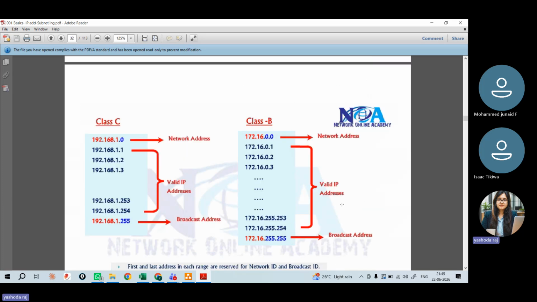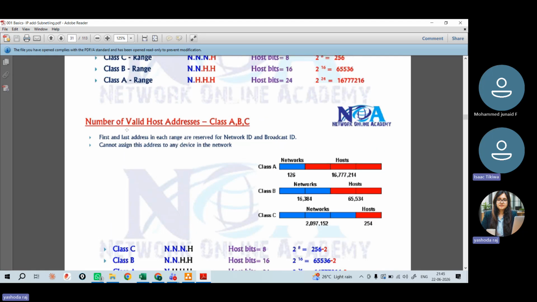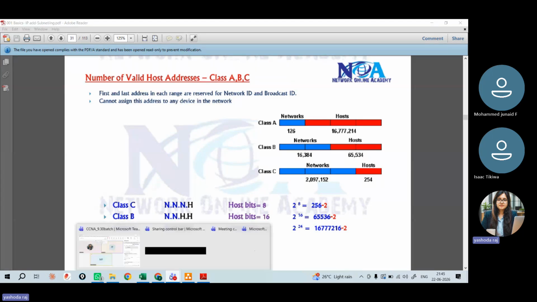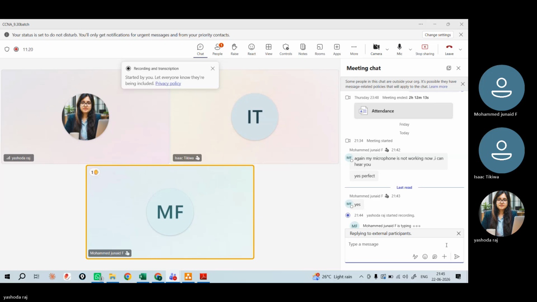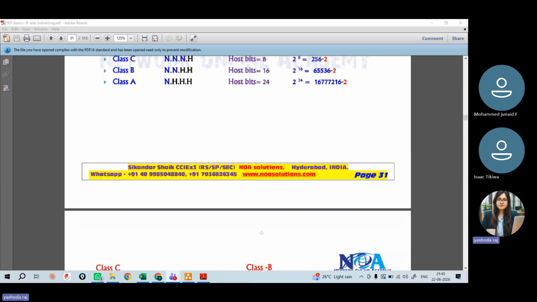This one, network address and the broadcast address. I think I disconnected around here. Okay, so up to here it is clear. Number of valid host addresses, class A, class B. Junaid, I'm going to repeat from here. Is it a problem for you or shall I repeat? Okay, let me cover from here.